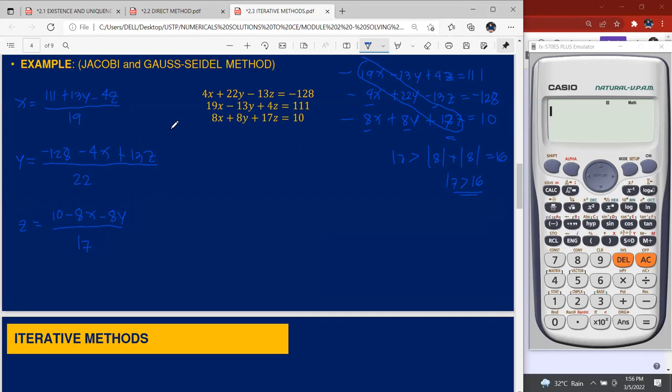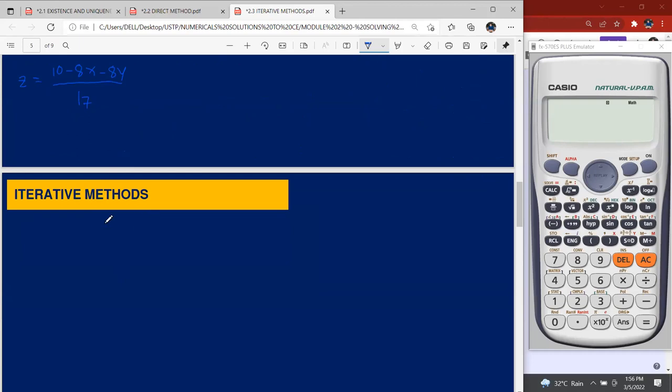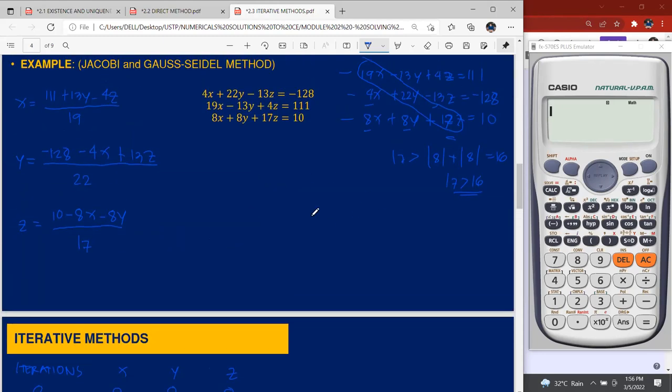Okay? So sa iterations, this is our iterations. And this is the value of x, y, and z. So first iteration, initial guess nata is 0, 0, 0. Pila ka iterations. Okay. So first, input nata sa calculator, input lang natong calculator.